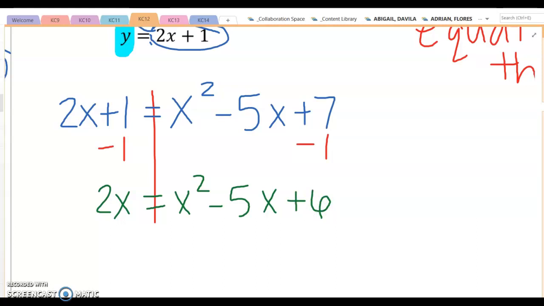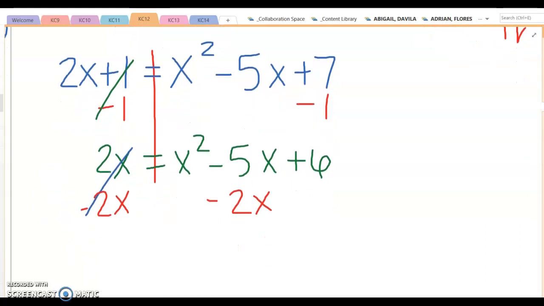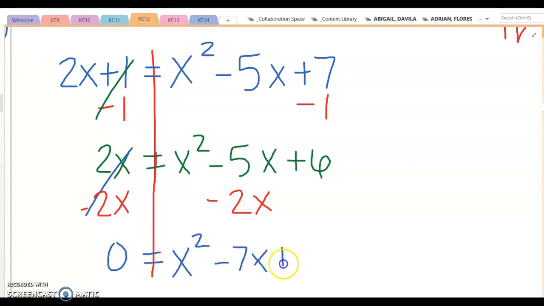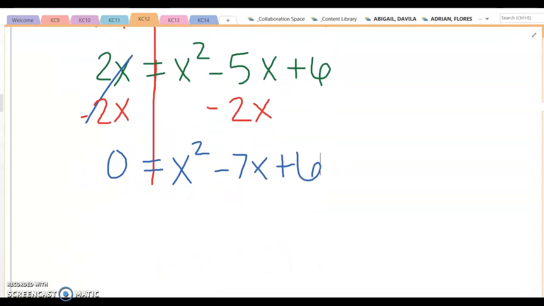And then we also need to go through and get rid of the 2x. We're not canceling, we're kind of just moving it over to the other side. We're getting rid of it on the one side so that we can go through and factor it. So now that we've done that, we have 0 on this side, which is what we need, and then we have x squared, negative 5x minus 2x is negative 7x, and then plus 6. So now we're at the point where we can factor.